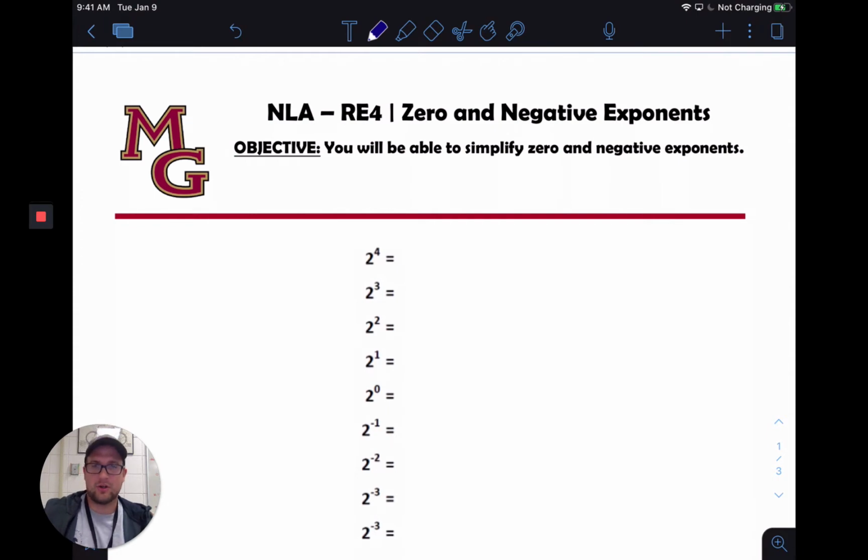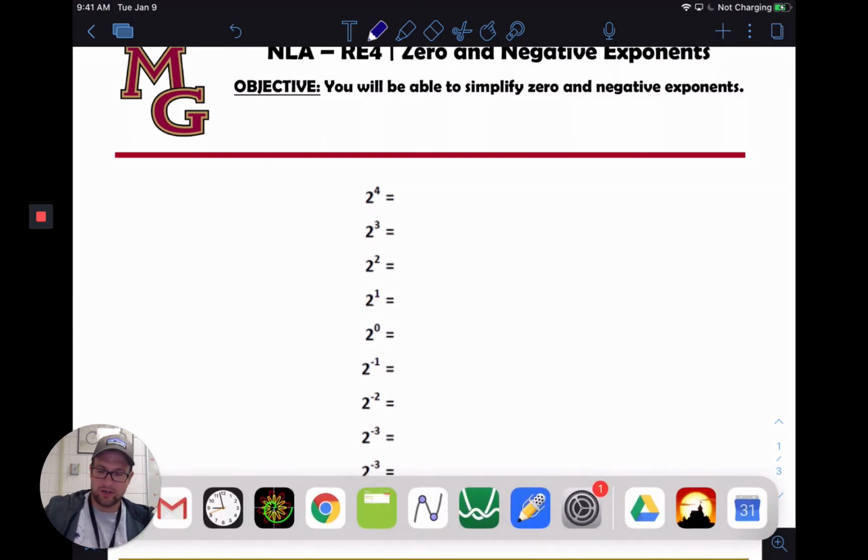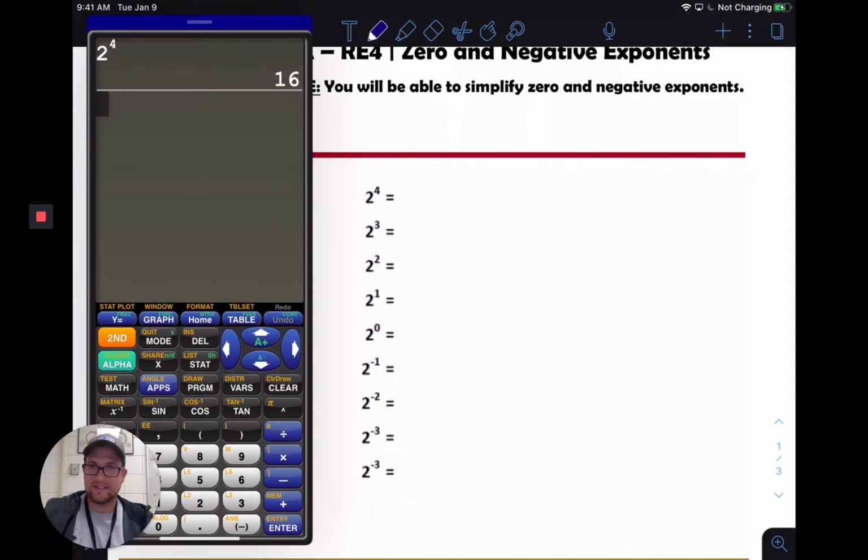The way we're going to start today is we're just going to start looking at the values produced by raising 2 to a set number of powers, right? So our calculator might be of assistance for this. Some of these we'll know on our own, but let's take a look. If I had 2 to the 4th power, I would get 16. So 2 to the 4th, we could say is 16, right? Then let's go to 2 to the 3rd.